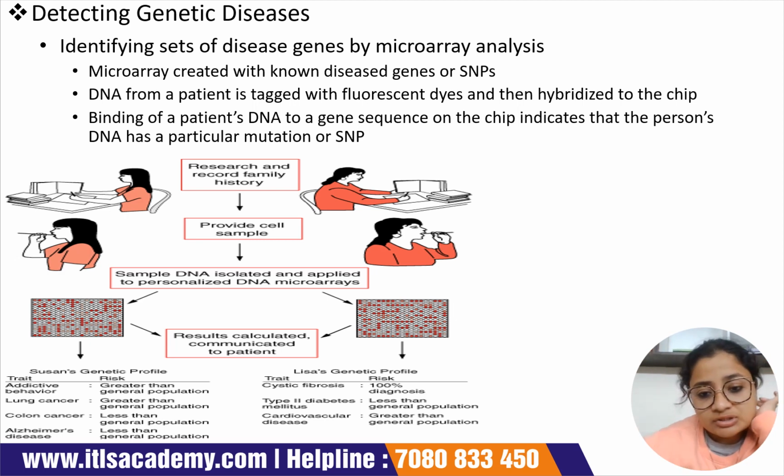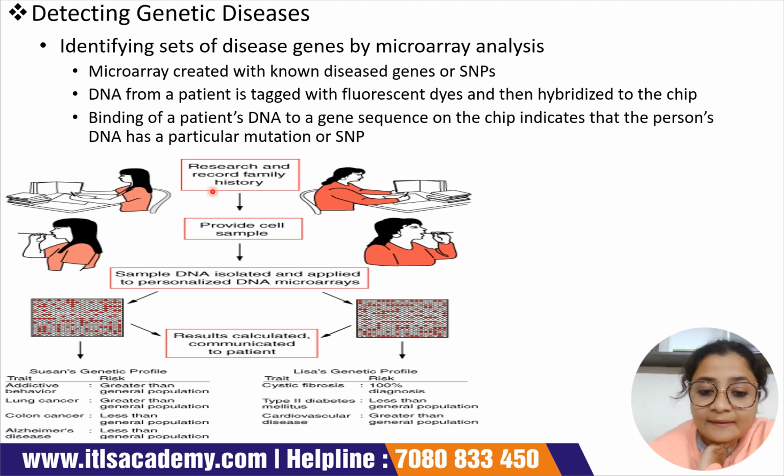Okay, moving forward. So another technique that we can go for to diagnose or detect genetic disease will be microarray analysis. Okay, so a microarray needs to be created containing some disease genes or SNPs, and then DNA from the patient is tagged with fluorescent dyes and it is hybridized to the chip. So basically it's the same concept like FISH, because here also we are using fluorescent probes, just as we were using in case of FISH.